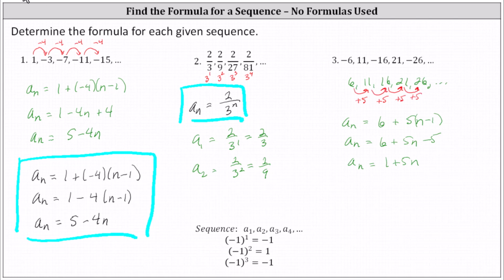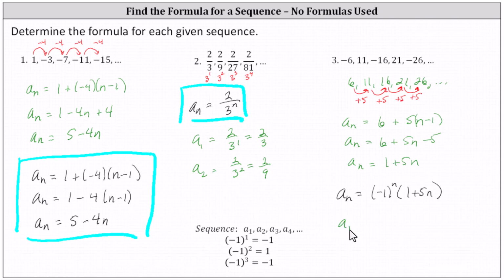To make the terms alternate sign, what we can do is multiply this formula by negative 1 to the power of n, or the power of n plus 1, depending on how the signs alternate. So let's first try a sub n equals negative 1 to the power of n times the quantity 1 plus 5n. We know we get the correct numbers, we just want to make sure we get the correct sign.